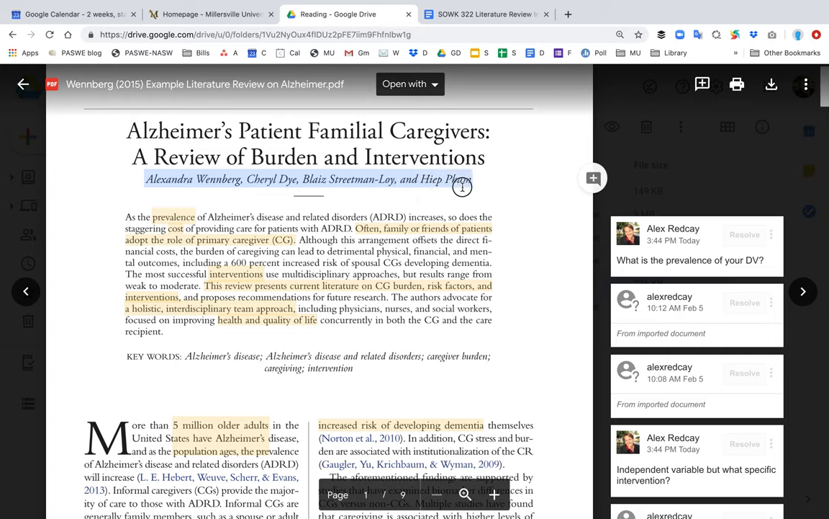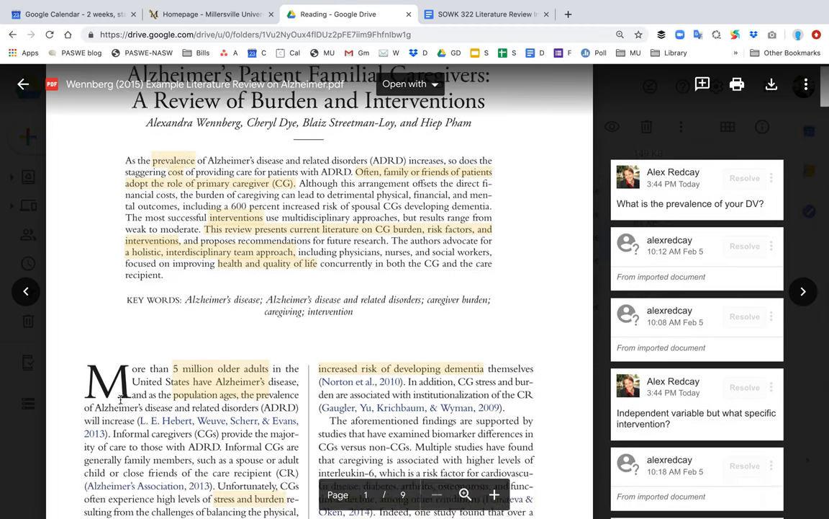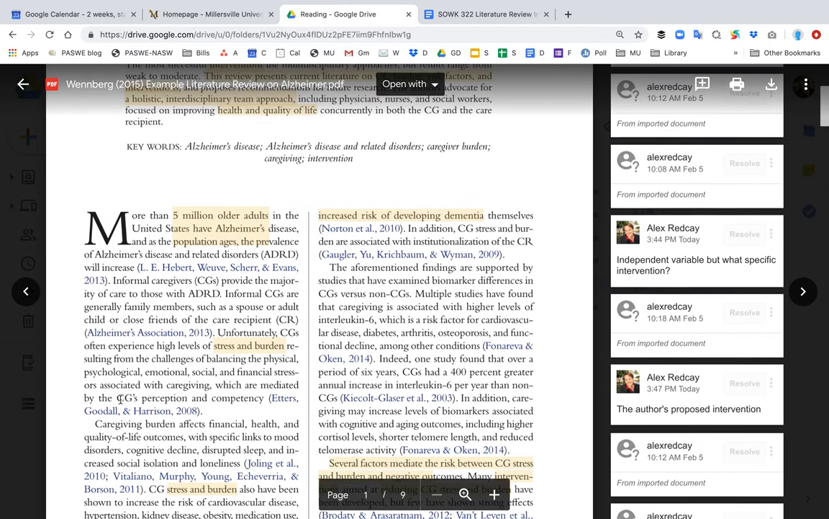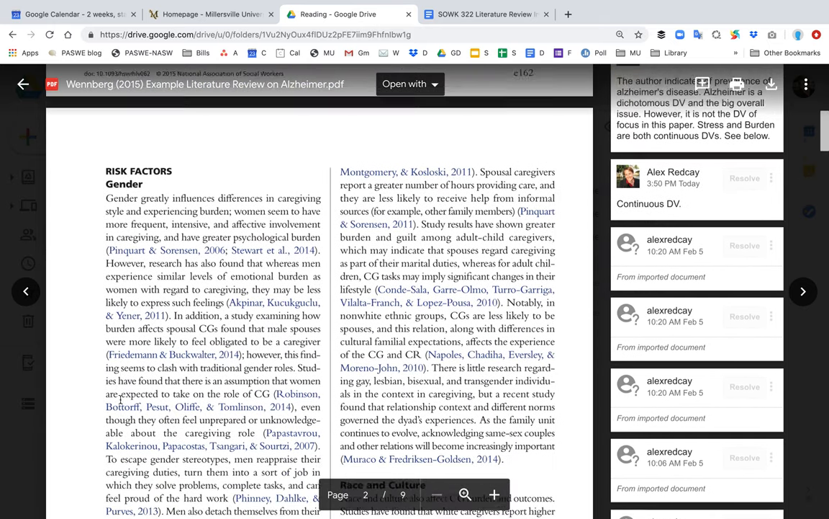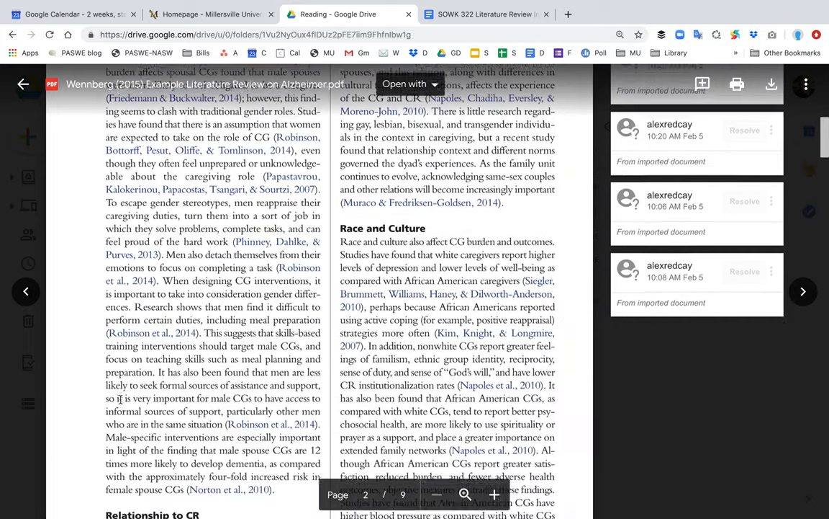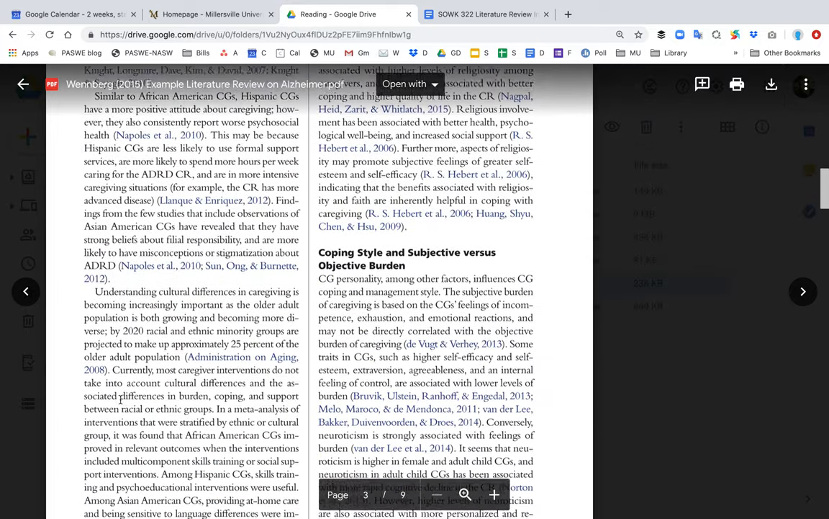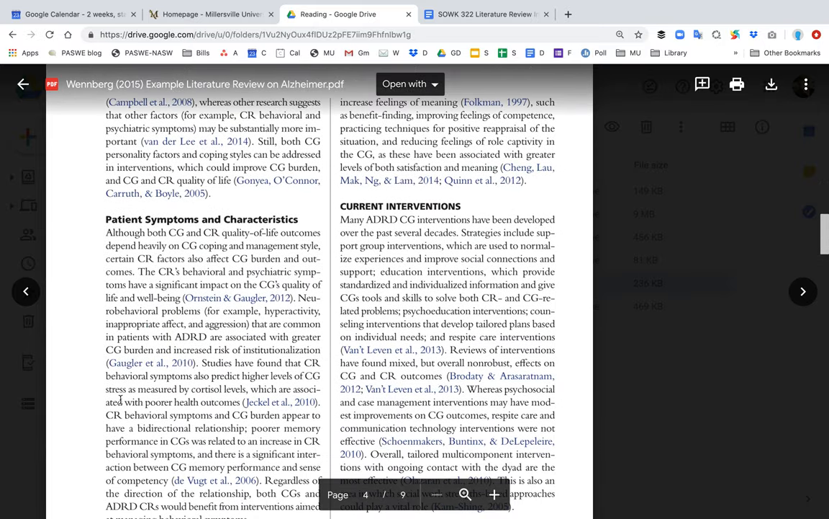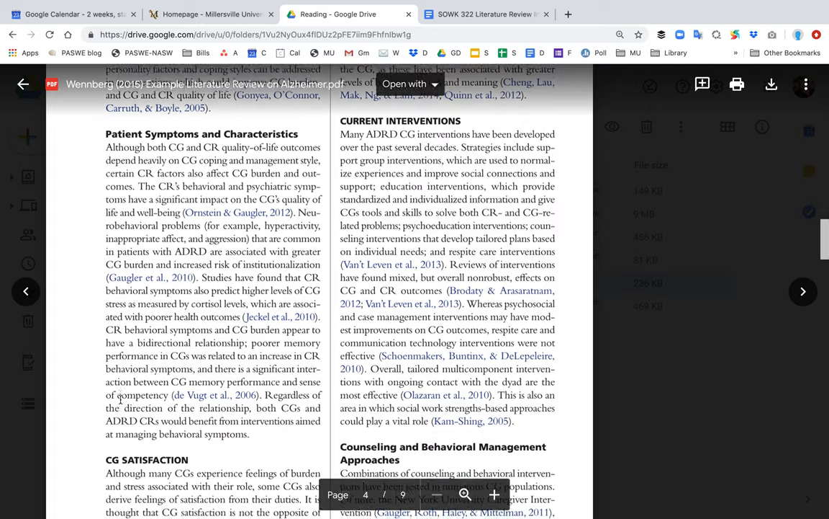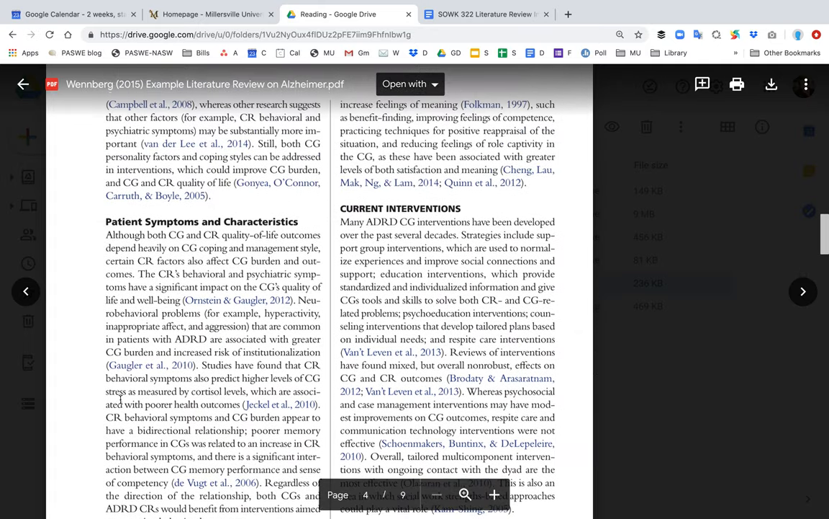Here are the authors. This is the abstract, the next paragraph here that I've highlighted. Then you'll find keywords below the abstract, and then it starts the introduction. Now, it doesn't say introduction, but it is the introduction. As you scroll through, you see it also goes over risk factors. There's different variables: coping style, religion and spirituality, patient symptoms and characteristics. And then it goes over interventions, and it'll keep going in the paper.